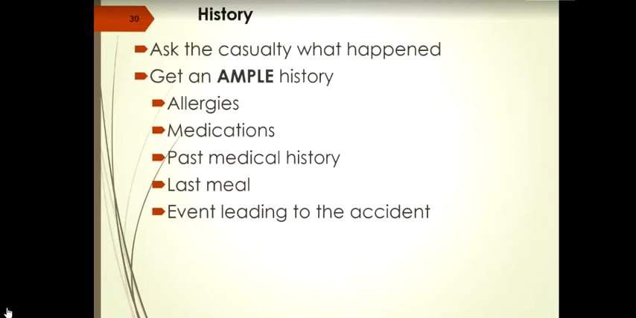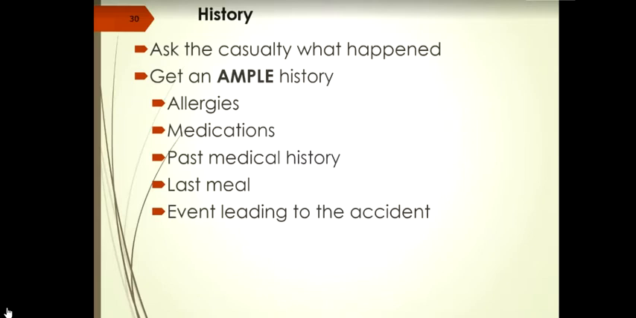History involves asking the casualty what happened. Ensure that you get a thorough and ample history. Ask them, do they have any allergies, any medications that they might be on, their past medical history, even the last meal that they had, and what were the events that occurred leading to the accident. So thorough history helps us to get information that might be critical to further management of the casualty down the road.